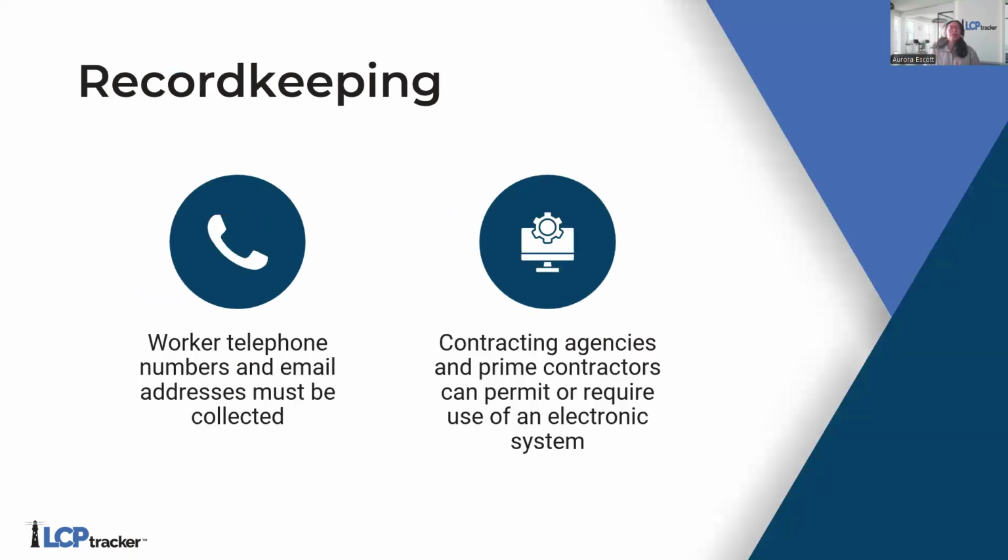Okay, you are also required to gather worker phone numbers and email addresses. This was a change from the 2023 final updates. And in addition, contracting agencies and prime contractors can permit or require the use of an electronic system, kind of tying back to that second item in the previous slide.